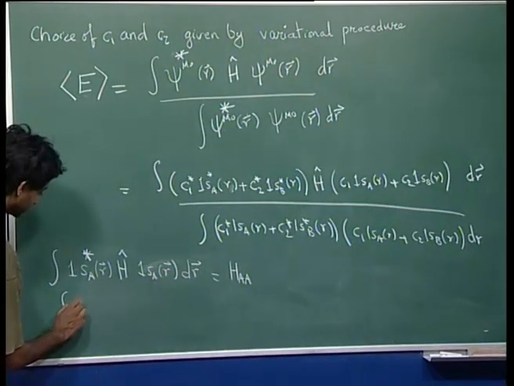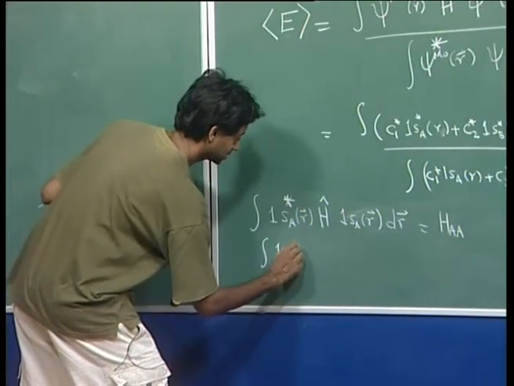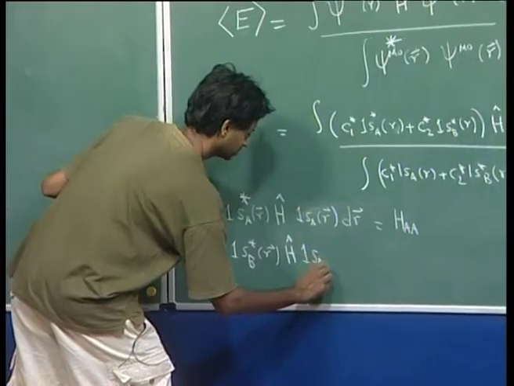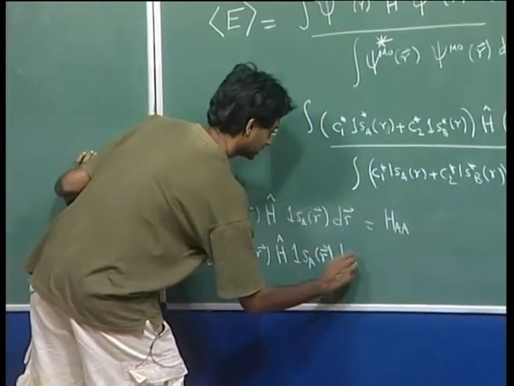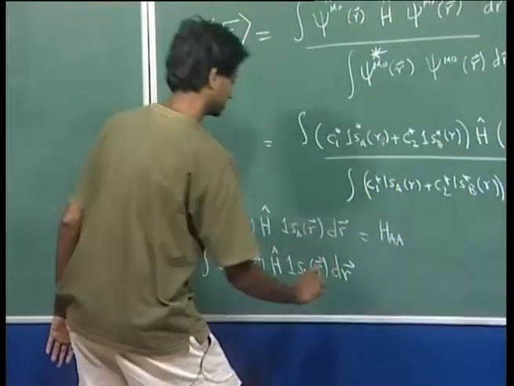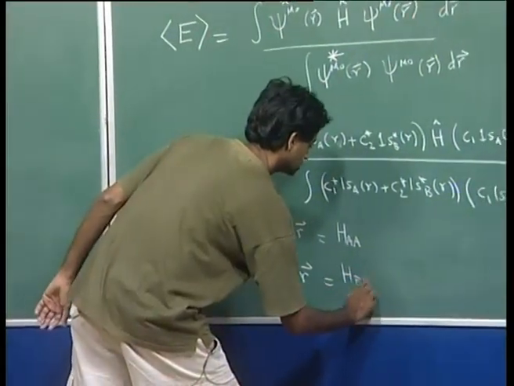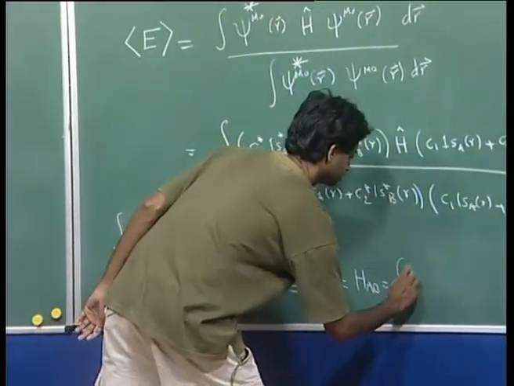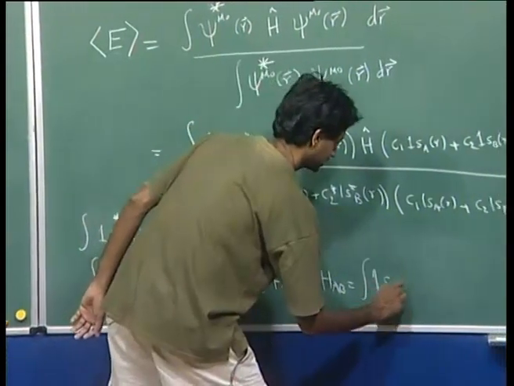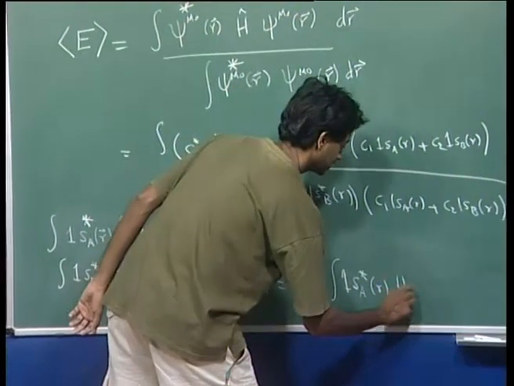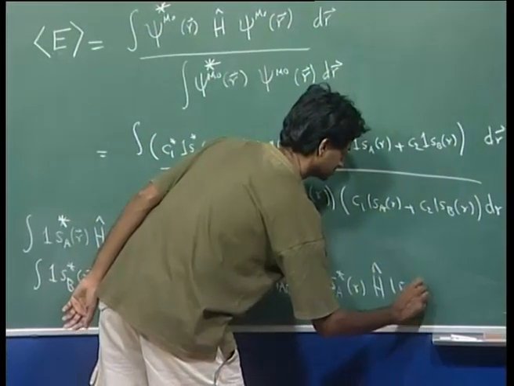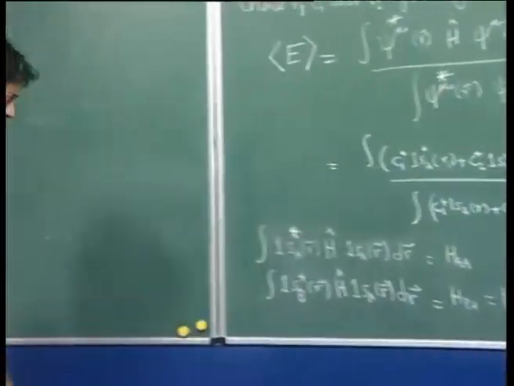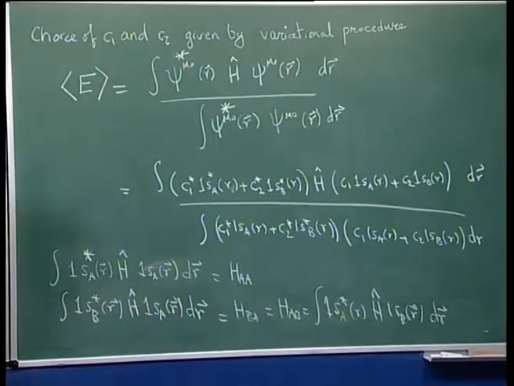So you say 1SB star H 1SA of R dr. This is HBA, and this is the same as HAB, which is 1SA star of R H 1SB of R. Because your Hamiltonian is a Hermitian operator, it satisfies this property. Similarly, we can define HBB also.